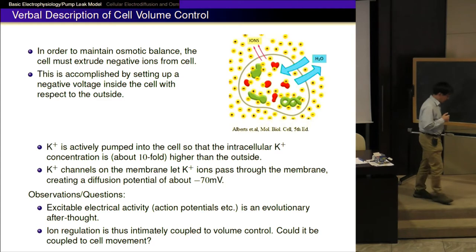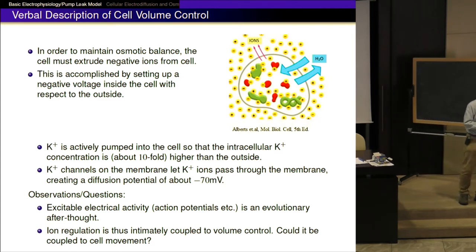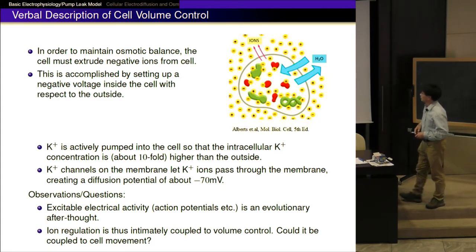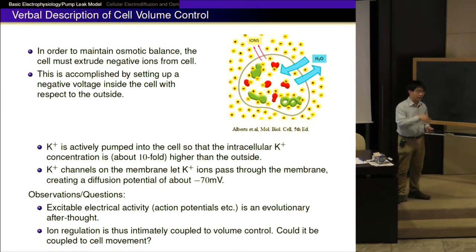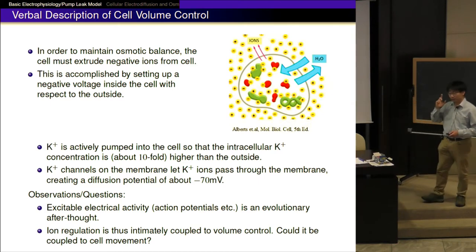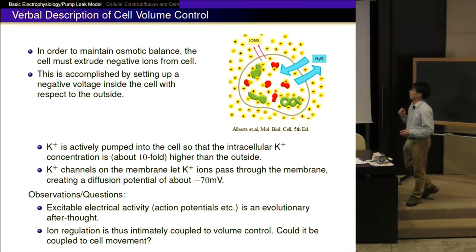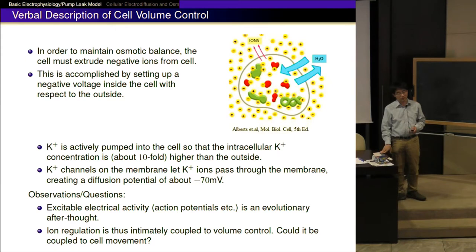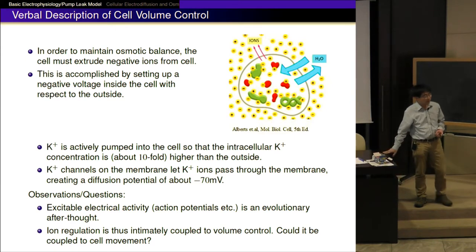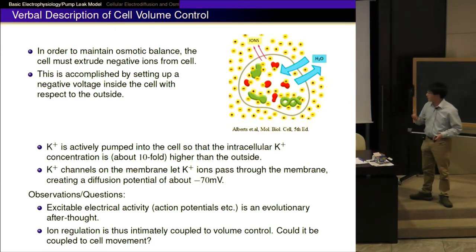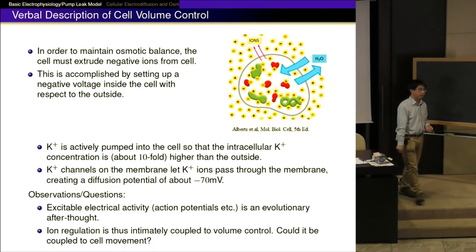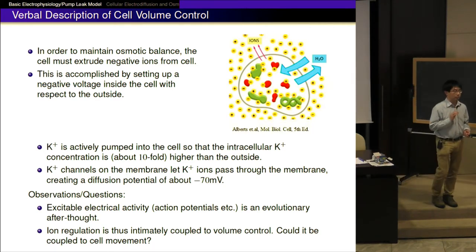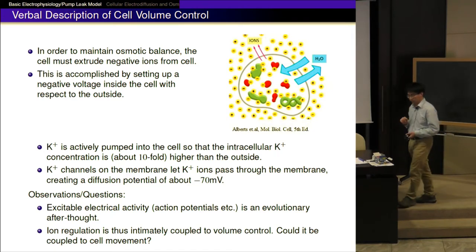So what have we learned so far? In order to maintain osmotic balance, the cell must extrude negative ions from the cell, and have more positive ions inside the cell. In order to do that, the cell maintains a negative voltage inside the cell with respect to the outside. How that is done is that potassium is actively pumped into the cell, and then you have potassium channels on the membrane, so you create a diffusion potential. So that's the story.